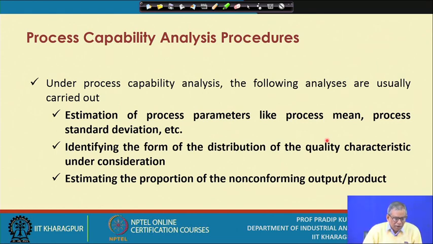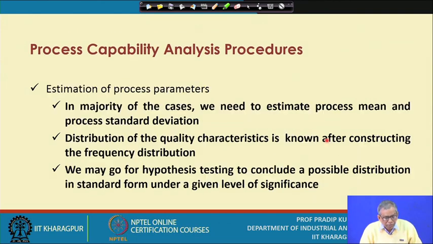Is it okay? And the next step which we carry out is estimating the proportion of the non-conforming output or product. Ultimately this proportion of non-conforming output actually indicates the process performance. That we have already pointed out. Okay.